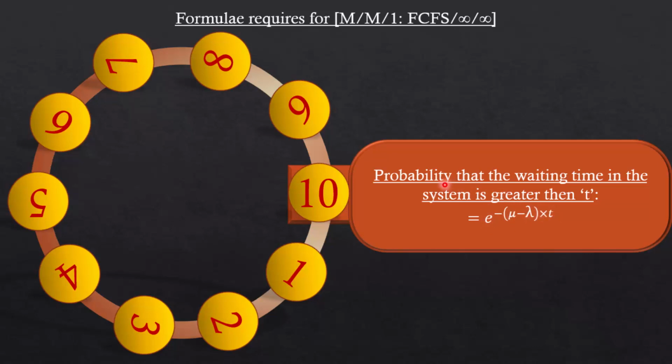So when it has been asked that the waiting time in the system is greater than t, we will write this equation, and when it has asked the waiting time in the queue, we will multiply lambda by mu, that is we will multiply rho here, and our equation will be done. Now after remembering all these 10 formulas, we will be able to solve all the problems regarding the M/M/1 infinity model.